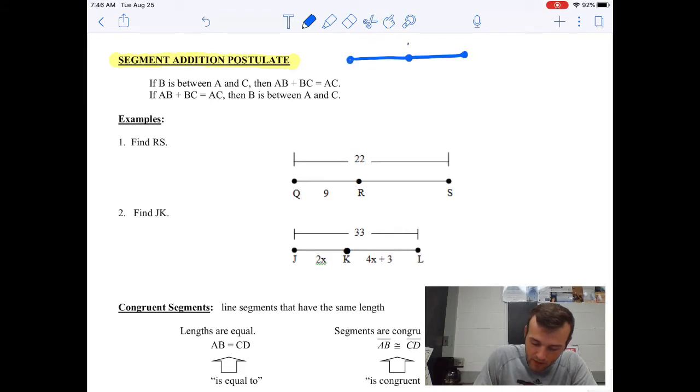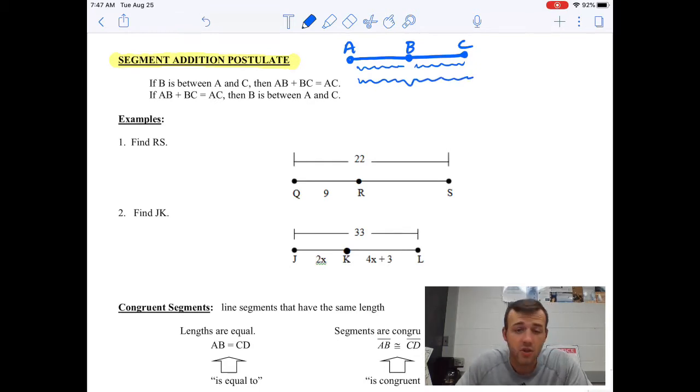and it doesn't have to be in the middle, but I just happen to put it in the middle, AB, that would be this part right here, plus BC would be equal to the whole entire thing. That's all it's saying. The parts will add up to equal the whole. The sum of the parts is equal to the whole. With that in mind, we're going to use this equation to help us with these next problems. So the segment addition postulate: part plus part equals whole. The sum of the parts equals the whole.